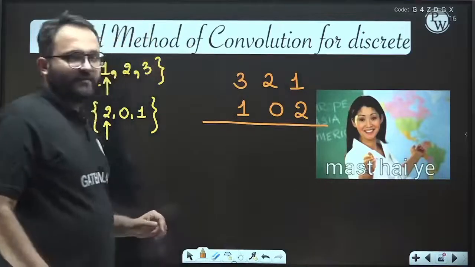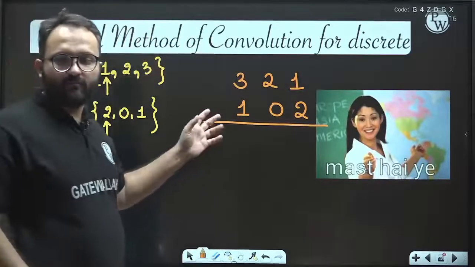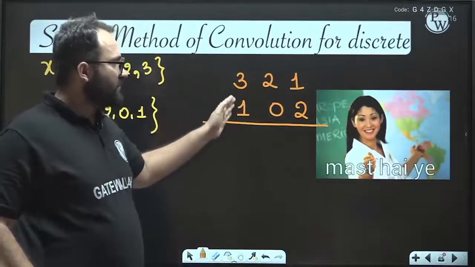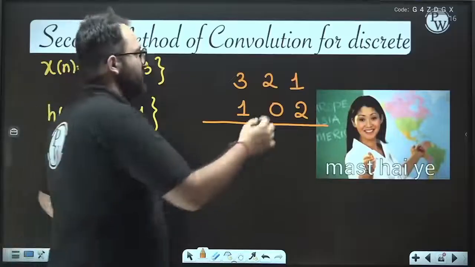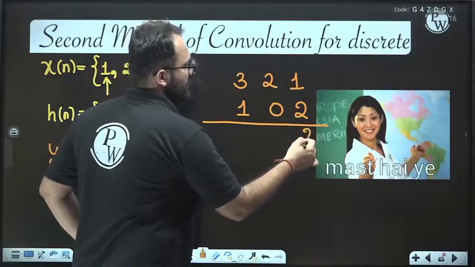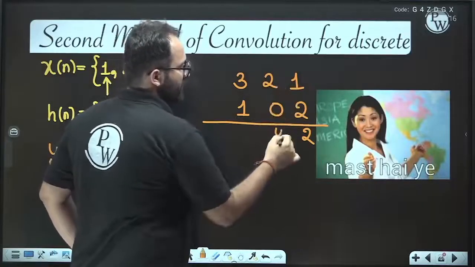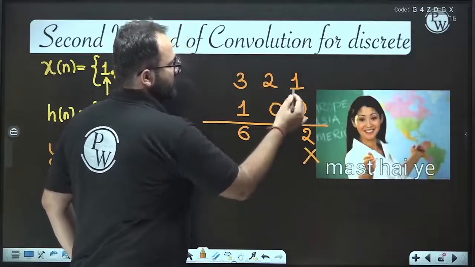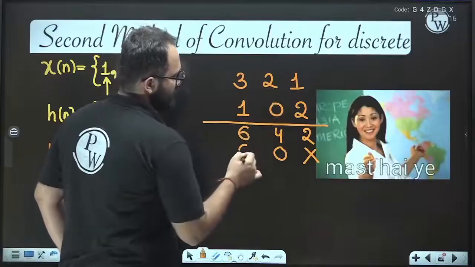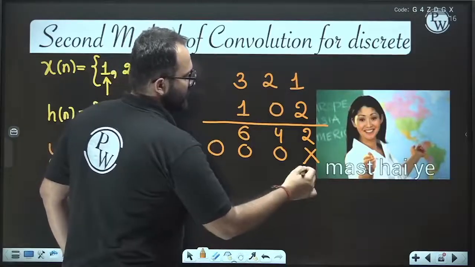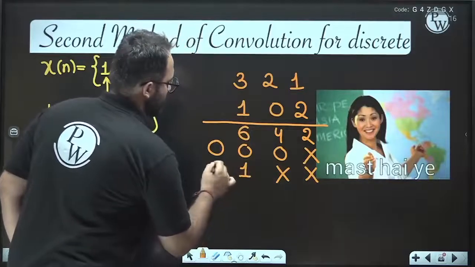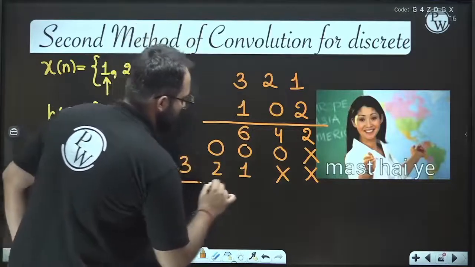Now, just like in class 5th and 6th, we do multiplication of numbers. Simply multiply 321 with 102. You multiply 2 with 1, 2 with 2, 2 with 3. You put a cross. 0 with 1, 0 with 2, 0 with 3, all 0. We put a double cross. We multiply this 1 with 1, 2 and 3.